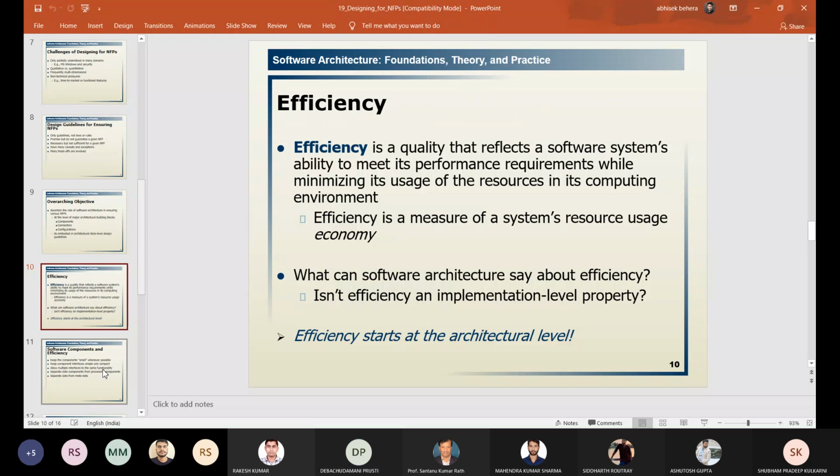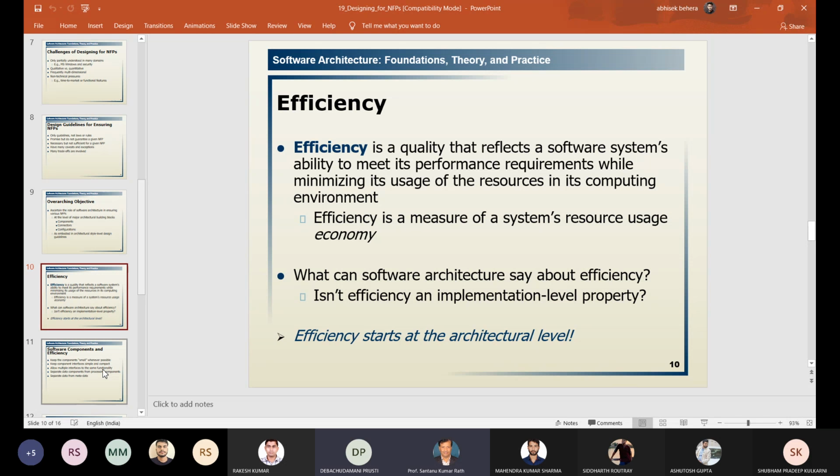Efficiency, the first non-functional property. It is a quality that reflects a software system's ability to meet its performance requirements while minimizing its usage of the resources in its computing environment. Efficiency is a measure of a system's resource usage. So it is also a measure to manage the economy.